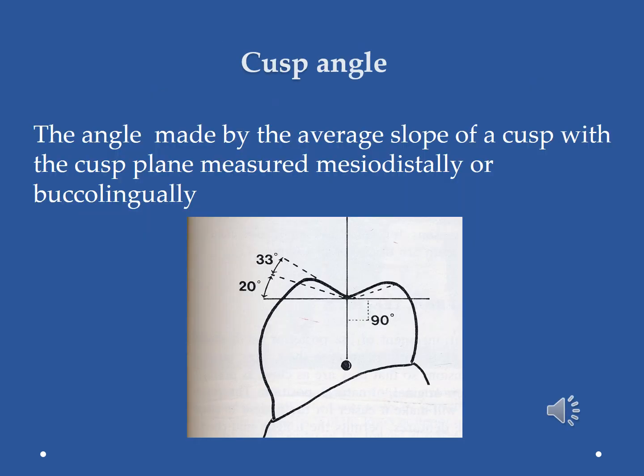The other factor in the Hanau's quint is the cusp angle. The cusp angle is defined as the angle made by the average slope of a cusp with the cusp plane. This angle is either measured mesiodistally or buccolingually. There are different cusp angles of artificial teeth. They could be 20 degrees or 33 degrees or with no cusp angle.